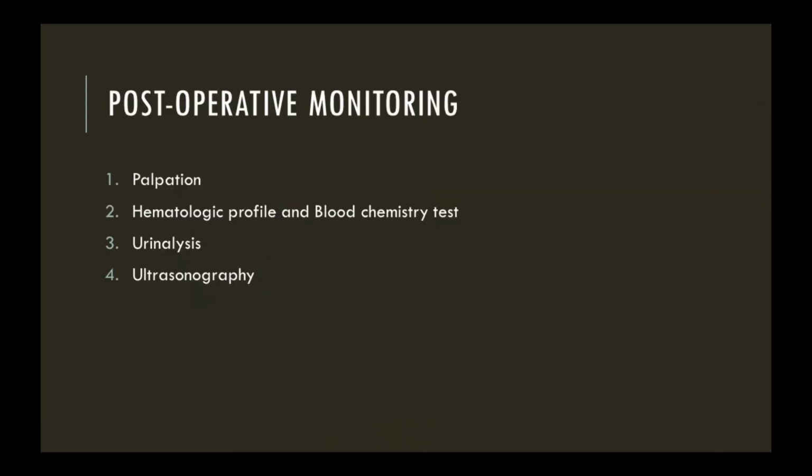Anyways, there are several possible complications that could occur after the surgery that we should keep monitoring, which are cystitis, peritonitis, and urethral obstruction. And these are the things that you can do to make sure that there's nothing wrong afterwards. You should do a complete physical examination, hematology profile and blood chemistry test as usual. You should perform a urinalysis and also the ultrasonography and abdominocentesis as well.